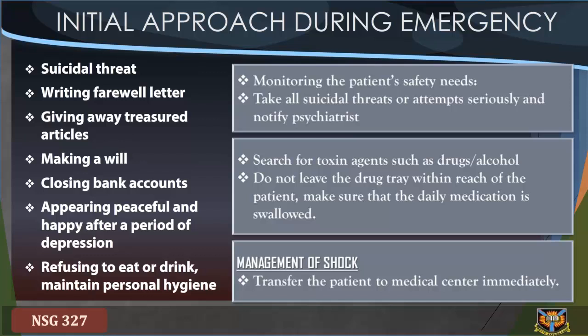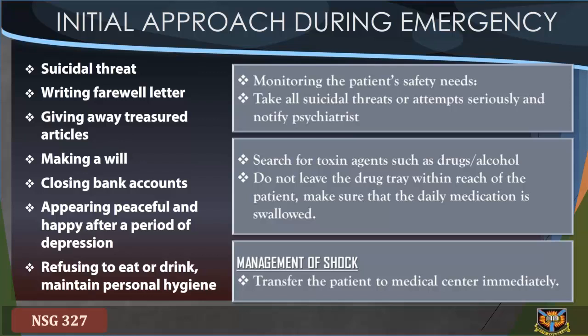Management. 1. Be aware of certain signs which may indicate that the individual may commit suicide, such as suicidal threat, writing a farewell letter, giving away treasured articles, making a will, closing bank accounts, appearing peaceful and happy after a period of depression, refusing to eat or drink, or maintain personal hygiene. 2. Monitor the patient's safety needs. 3. Take all suicidal threats or attempts seriously and notify psychiatrists.